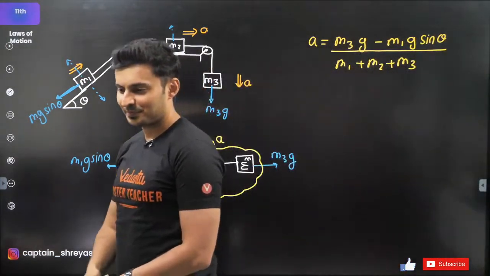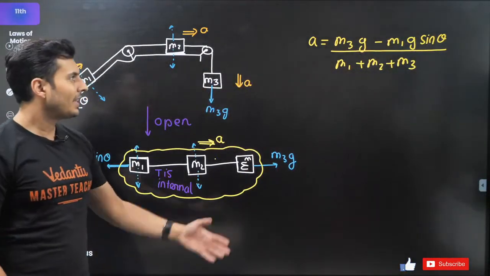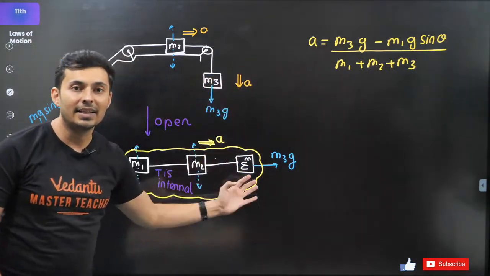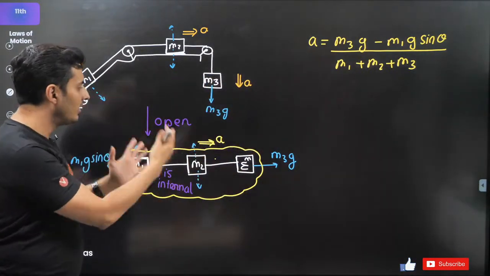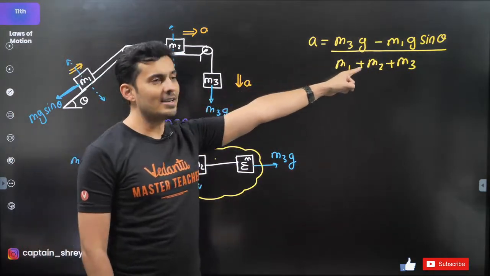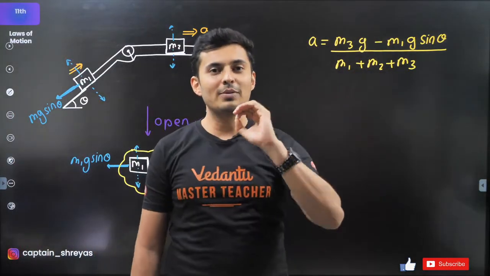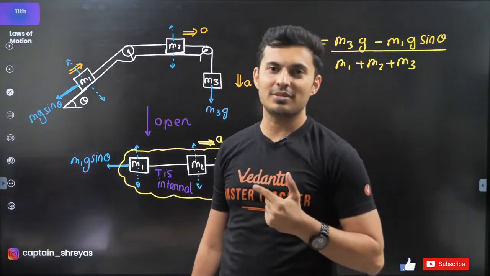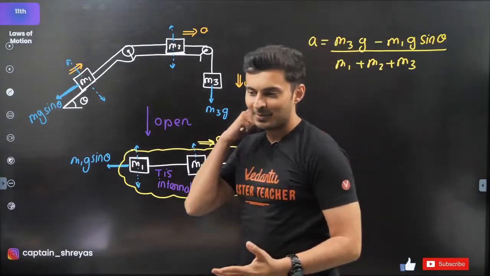That's it. Thank you, Jose. That's all, guys. It's that easy to solve the problem. Once you learn how to open up, within one line you will write down the acceleration. You don't even have to write any free body diagrams. I hope this is clear.